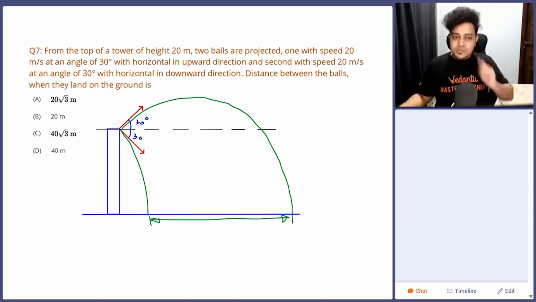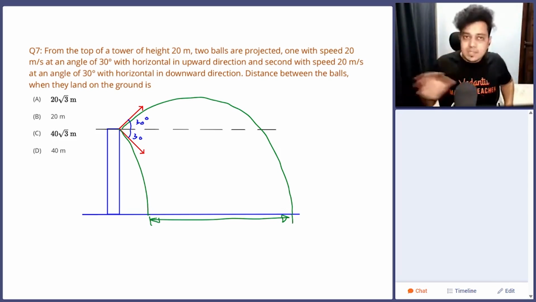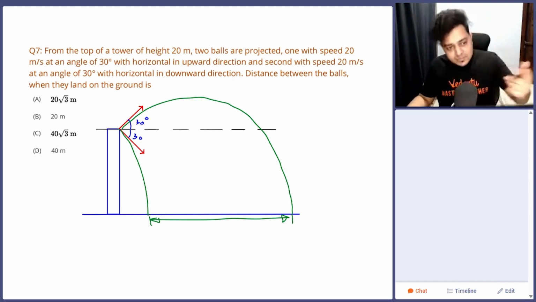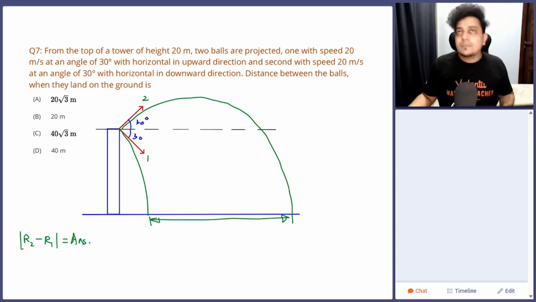Now there are of course two ways to solve the problem. First, analyze projectile motion as a combination of two perpendicular one-dimensional motions and calculate the range for both. Let's say this is particle number 1, this is particle number 2. So I will calculate the range of particle number 2 minus the range of particle number 1, and that will be the separation between them. This is one approach to solve the question.